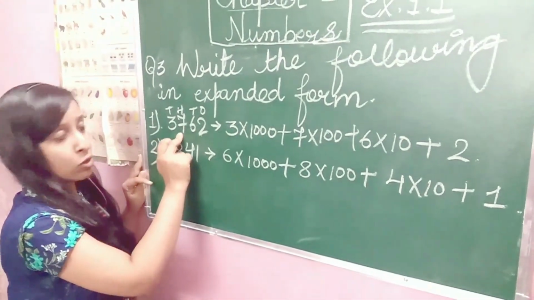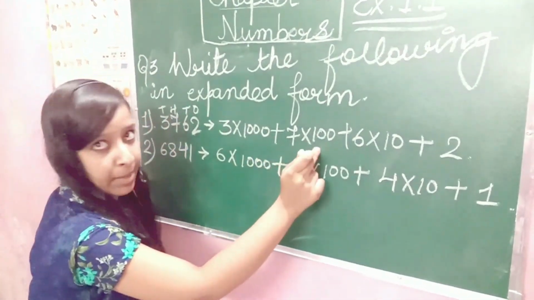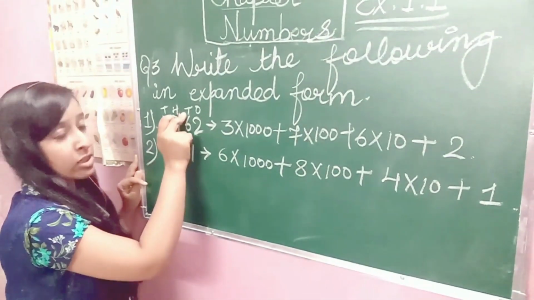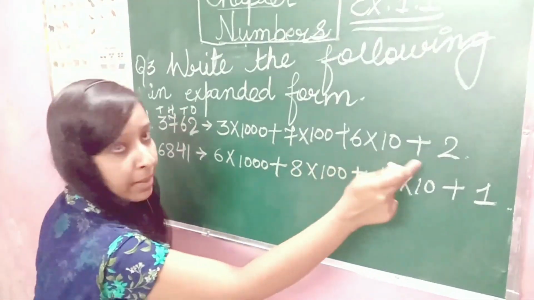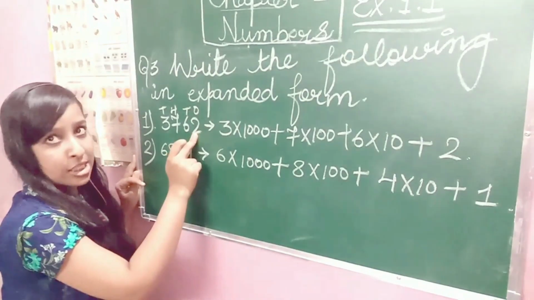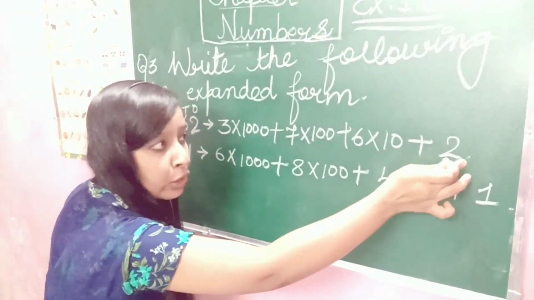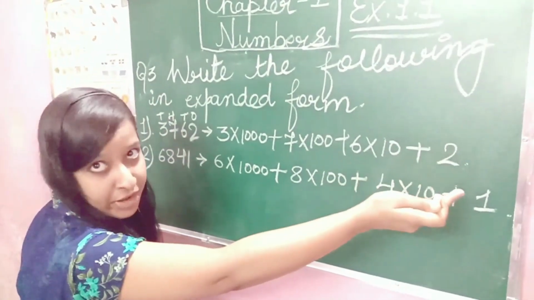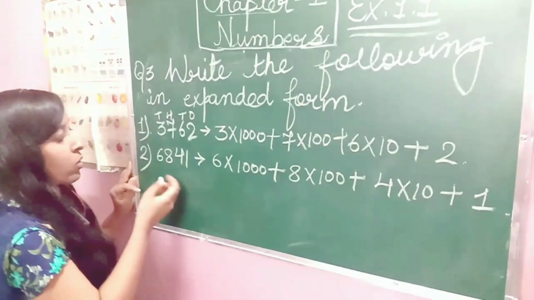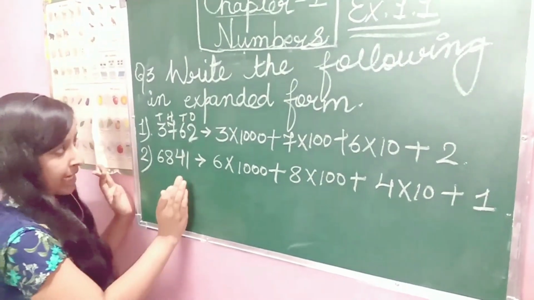Now 7 at which position? Hundreds. So 7 multiplied by 100. 6 at which position? Tens. So 6 multiplied by 10. Now 2 at ones place. So simply we have written 2. You can write 2 multiplied by 1 also. It is also correct. Now second point, similarly you have to do like this.